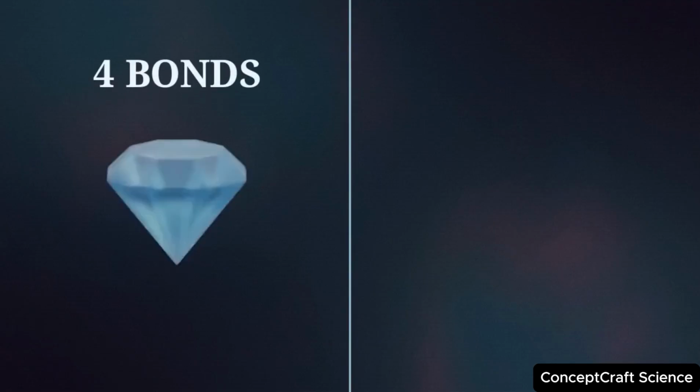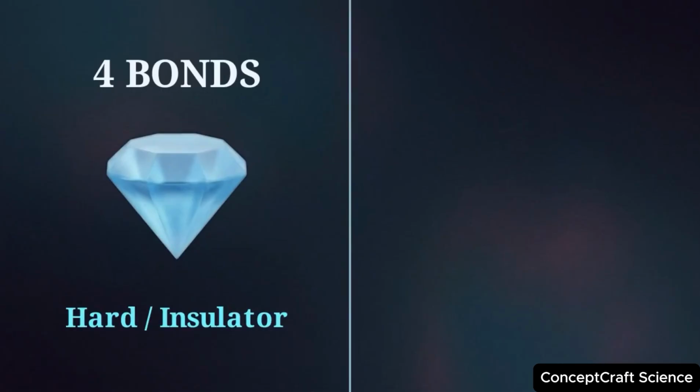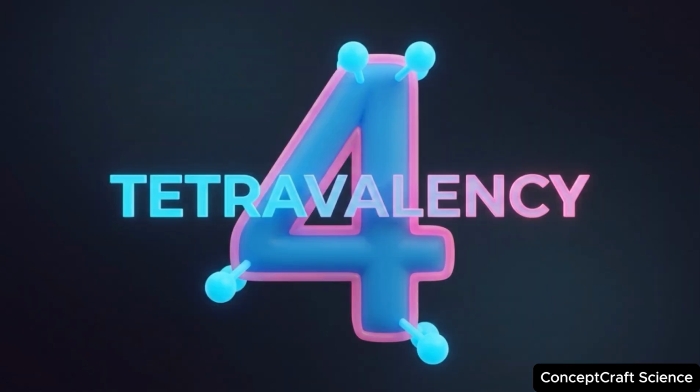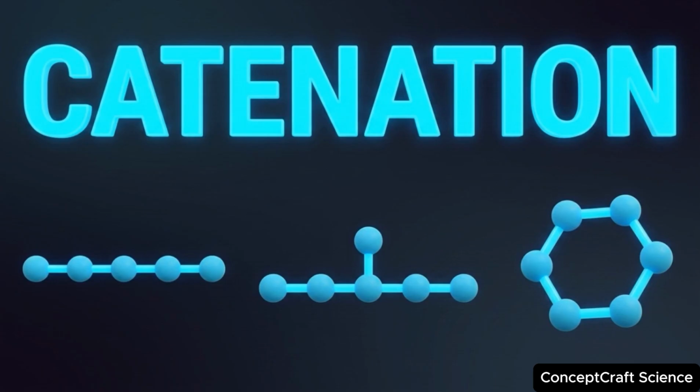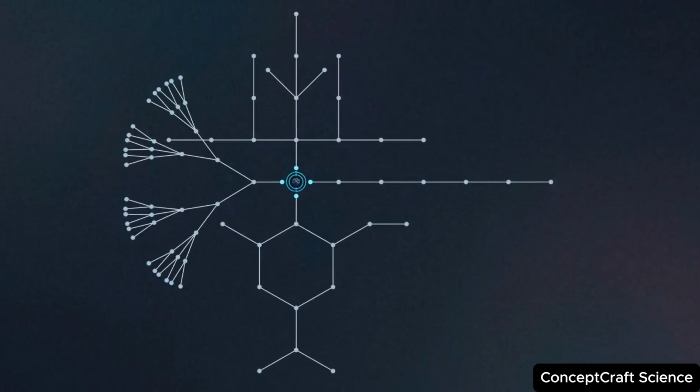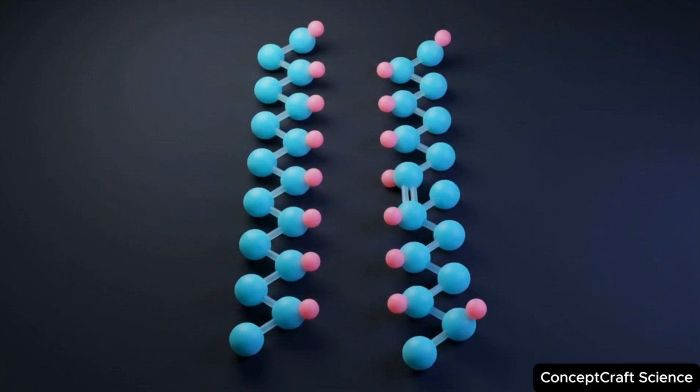As this split screen shows, the difference between carbon's main allotropes comes down entirely to bond count. 4 bonds give you a hard insulator, like diamond, while 3 bonds create a soft conductor, like graphite. The foundational rule is tetravalency, carbon's requirement to form 4 covalent bonds to reach stability, paired with catenation, the ability to link carbon atoms into stable chains, branches, and rings. Understanding how carbon manages these bonds allows us to predict the behavior of different molecular families, starting with the difference between saturated and unsaturated compounds.